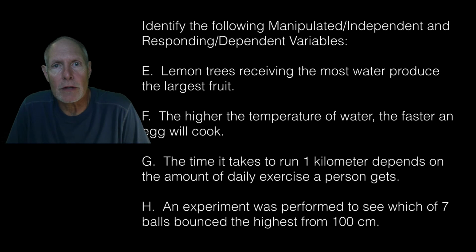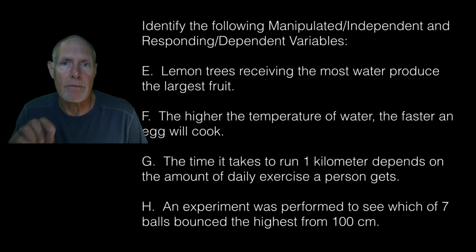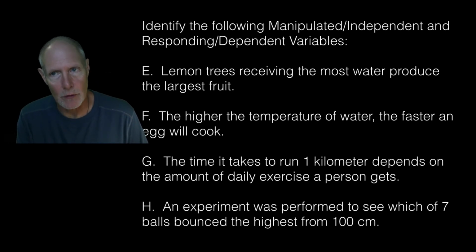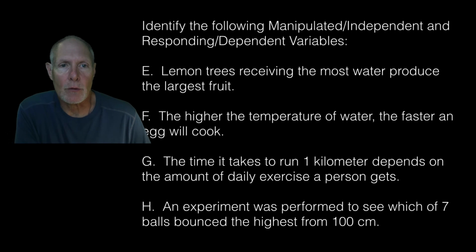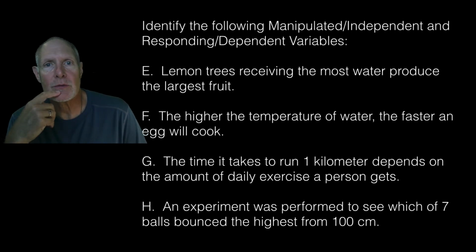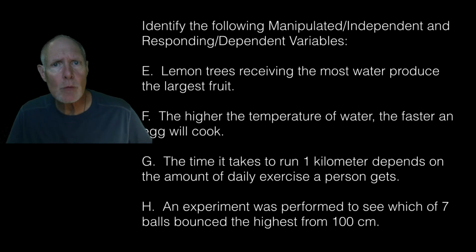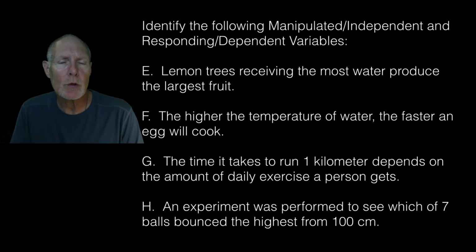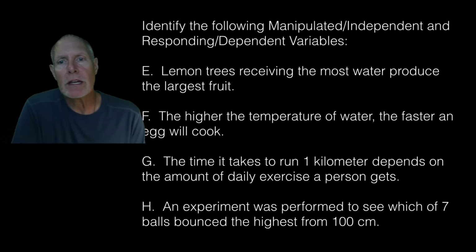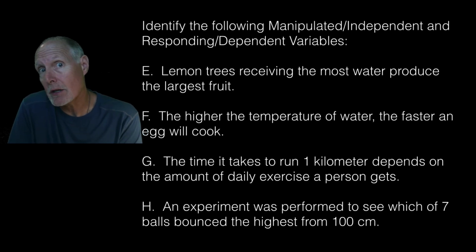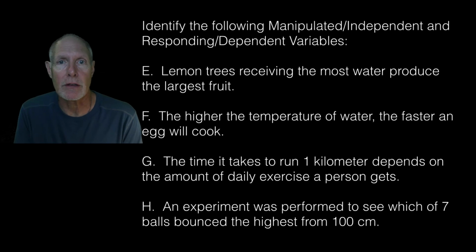All right? So in your notebook, write down letters E, F, G, and H, and then you need to write the variable that's the manipulated or independent variable, and then the one that's the responding or the dependent variable. Let me do the first one with you, and then I'm going to let you do the rest of those. So we have lemon trees that are receiving water, and then they produce the largest amount of fruit. So which of those would be independent? If we were doing that experiment, what would we have control over? Would we control how much water we put on the trees, or would we control how big the fruit is?